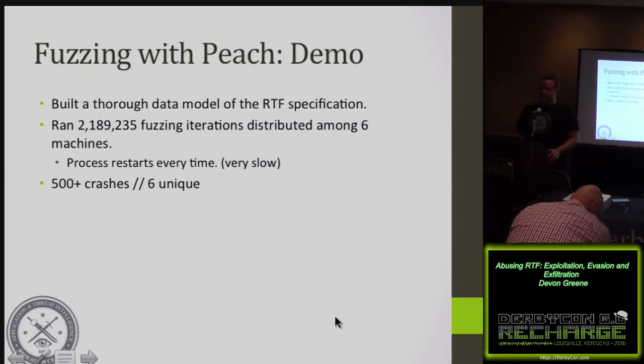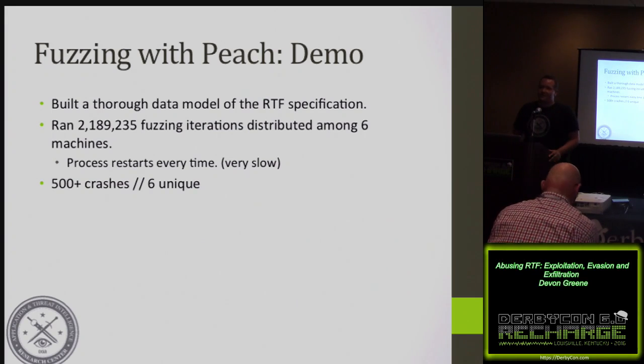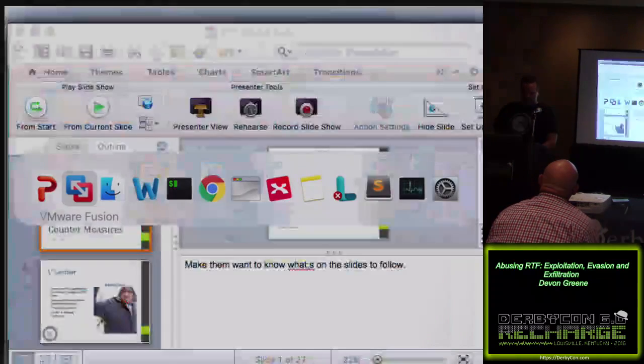So to demonstrate this, I built a very thorough data model, and I literally ran over 2 million iterations, and it was really slow because I would restart Microsoft Office every time. And if you can imagine, distributed amongst 6 VMs with really low resources, it wasn't as fast as I wanted it to be. But I got over 500 crashes, 6 of those unique, and hopefully penned in some CVEs. So I'll make it a short demo.